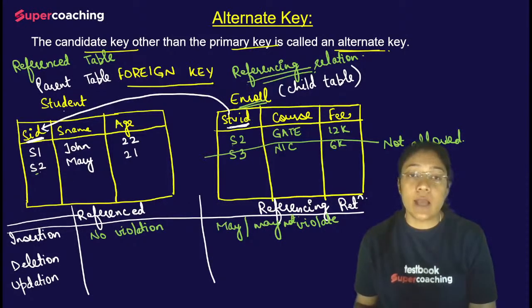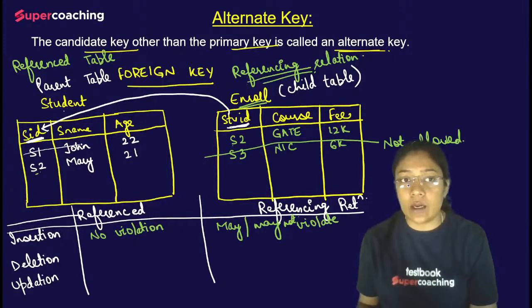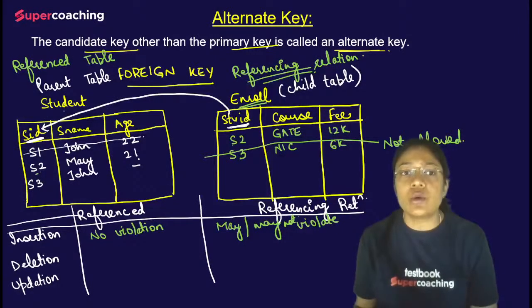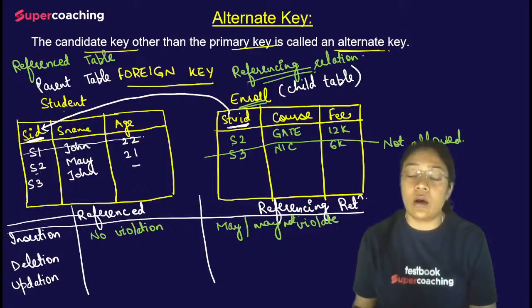Now let's assume that I want to delete some entry from the enroll relation, from the reference relation. I want to delete the entry S1. Is it creating any problem? No, this is not creating any problem. S3, two people can have the same name. Age is not known as of now. So let's assume that that value is null.